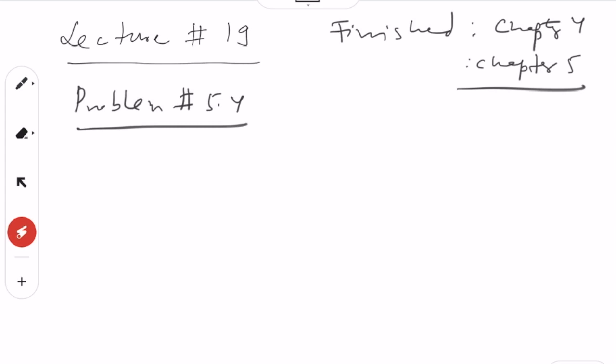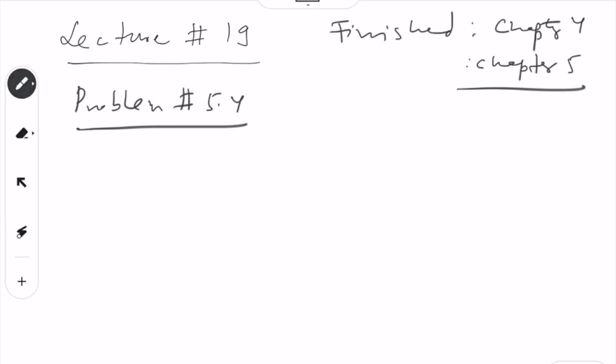As I have said earlier, chapters 4 and 5 go hand in hand, and hence when chapter 4 was finished, chapter 5 also finished along with that. The remaining things we will learn while solving this problem. We take a practical problem, and from there we will understand how to solve those problems, based on what we have studied so far.